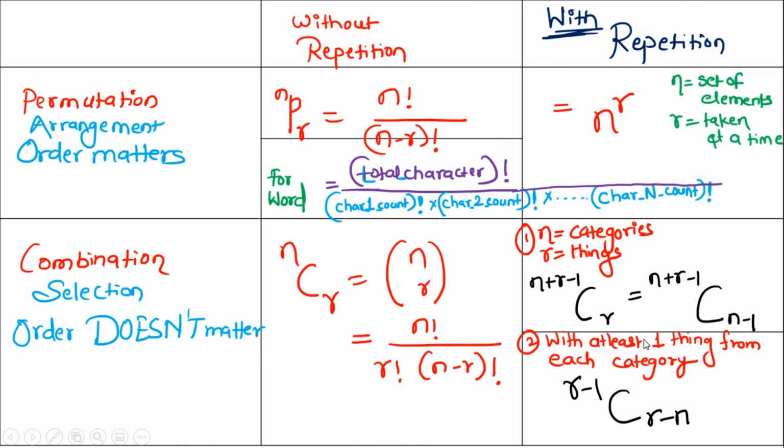And again in that, you also have to ensure that from each different category at least one element should be there. So your formula will be (r minus 1) combination (r minus n). Now here the value of r is always greater than n, so just use these formulas.